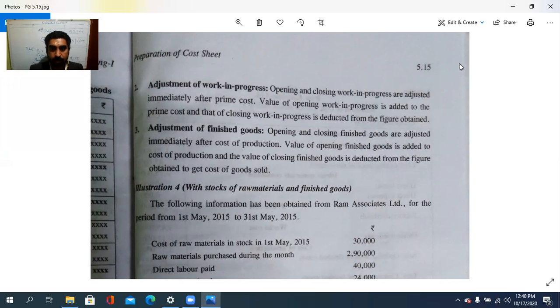Value of the opening work in progress is added to the prime cost, and that of the closing work in progress is deducted from the figure obtained. And also adjustment of finished goods. These are very important, including this 15 marks question.